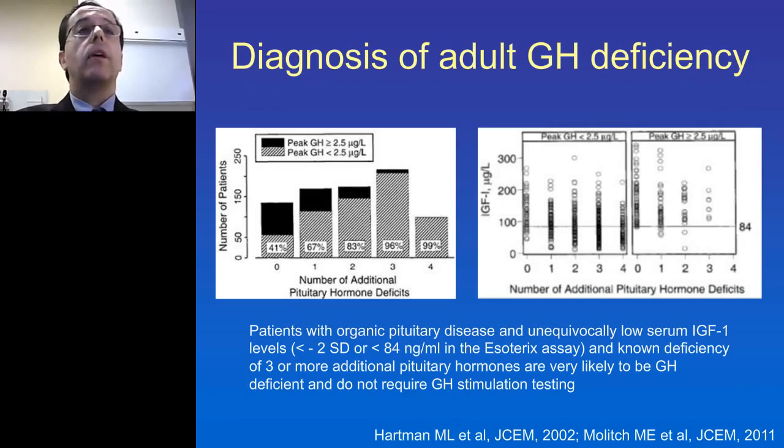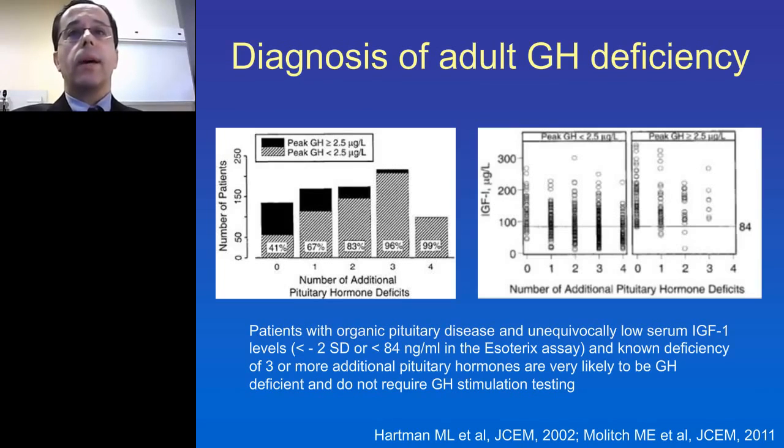The figure on the left shows you a group of patients with pituitary disease, and they're stratified by the number of pituitary hormone deficiencies other than growth hormone. And what you can see here is the percent of patients who are growth hormone deficient based on stimulation testing. We can see from the slide that patients who have 3 or 4 additional pituitary hormone deficiencies are 96% and 99% likely to be growth hormone deficient.